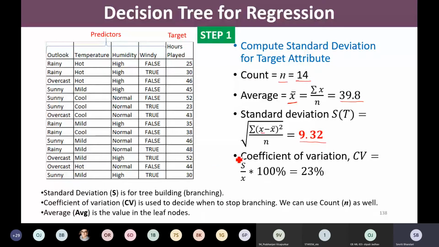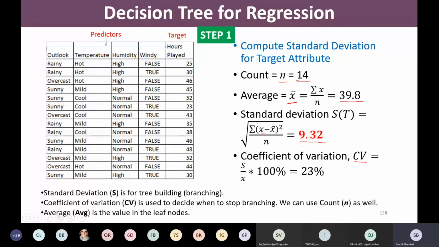Okay. Now the next parameter that we are going to compute is the coefficient of variation, denoted as CV. Coefficient of variation denoted as CV, and this is computed as S divided by x bar into 100%. Okay, so this comes out to be 23% in this example.